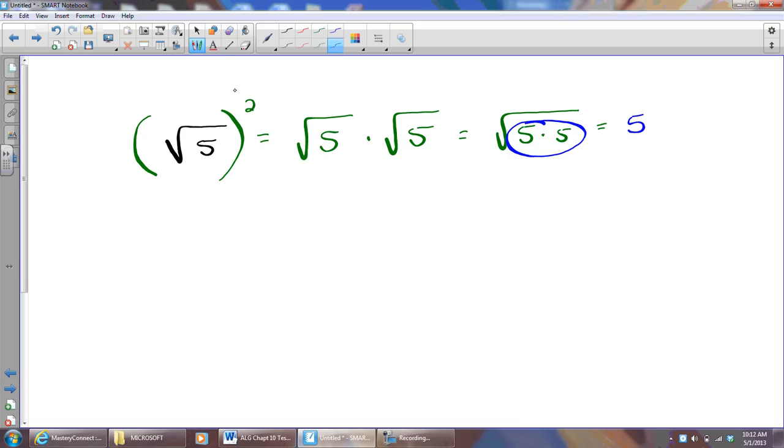Well, what happens with the root and the exponent? Well, they're inverses of each other. They undo each other. So squaring a square root gets rid of the square root. They cancel each other out.